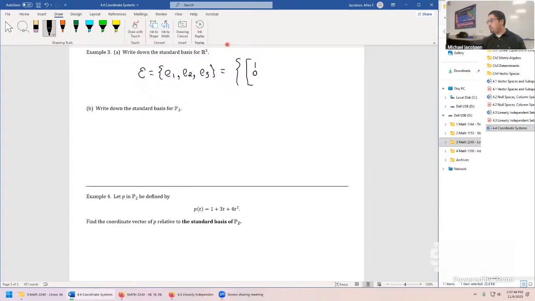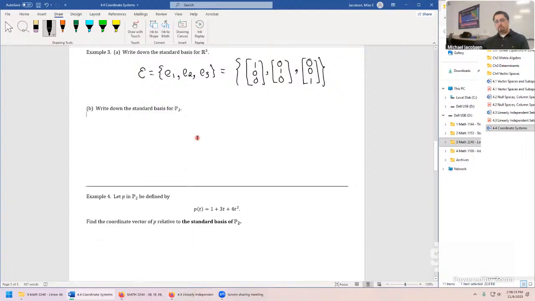It's 1, 0, 0 for e1, 0, 1, 0 for e2, and 0, 0, 1 for e3. So that's the standard basis. And we can do the same thing for P2. But I don't think we've ever written down a standard basis for P2. We've done basis work in P2 before, however.